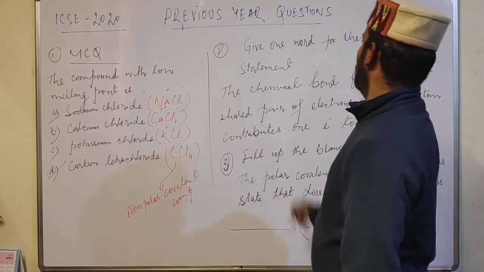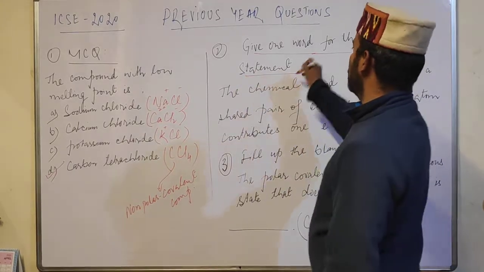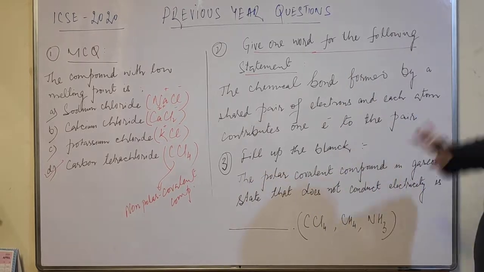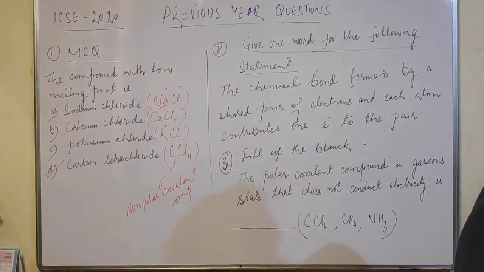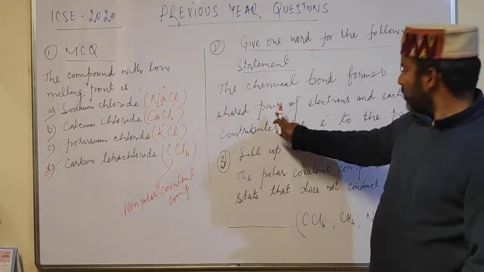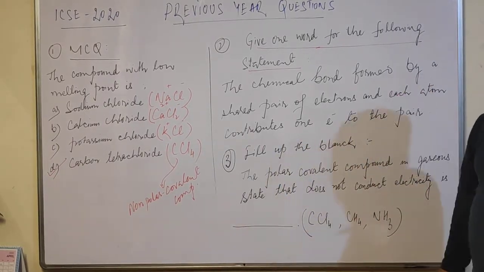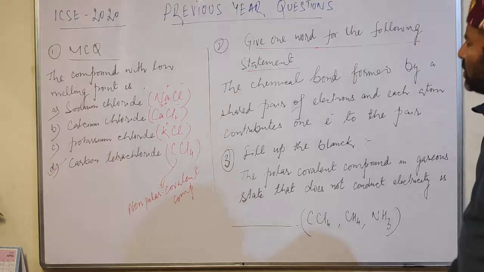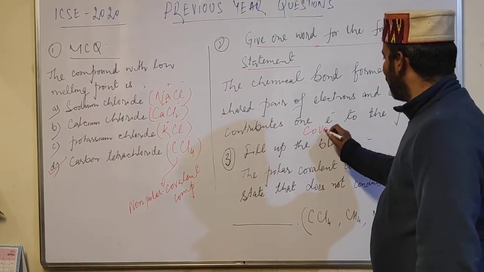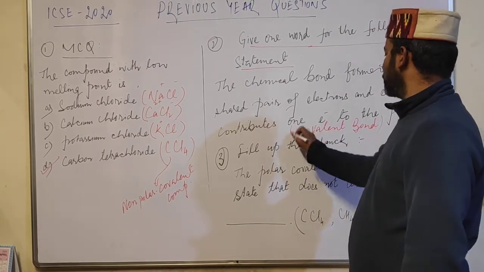Now the next question was, give one word for the following statement. So the question was, a statement is given and you have to give one word for this statement. Now the statement was, the chemical bond formed by a shared pair of electrons and each atom contributes one electron to the pair. So students, this is a basic definition of what? Covalent bond. So the answer was covalent bond. So this was a very easy question.